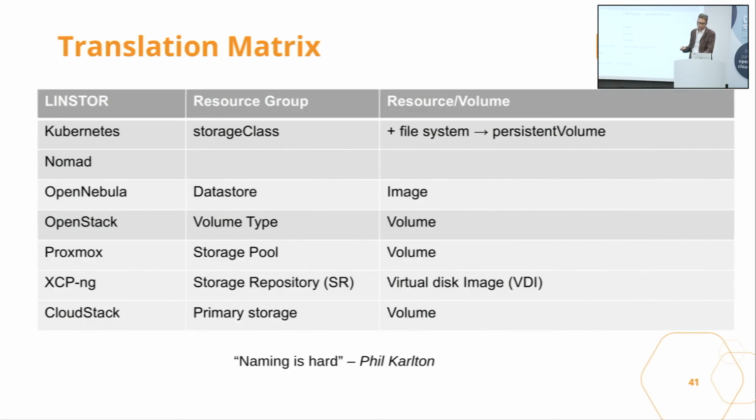And here I have this slide that helps me to map all these different names. So in CloudStack, it's called a primary storage. That's what's called a storage class in Kubernetes, for example. So naming is hard.